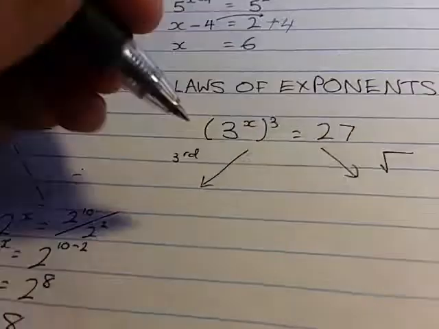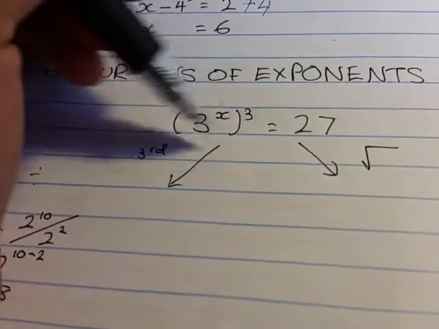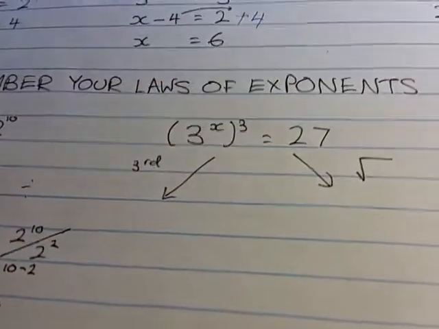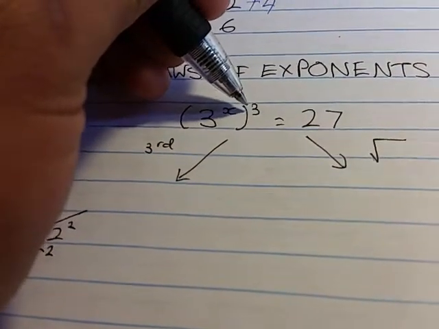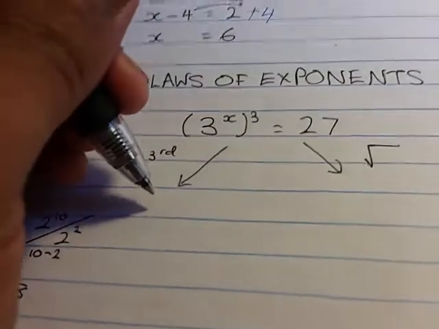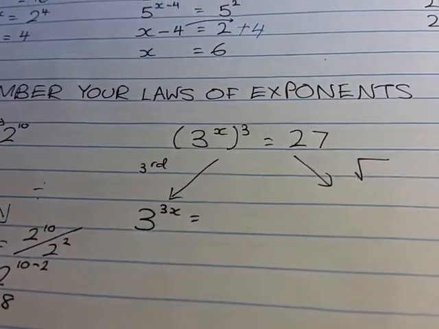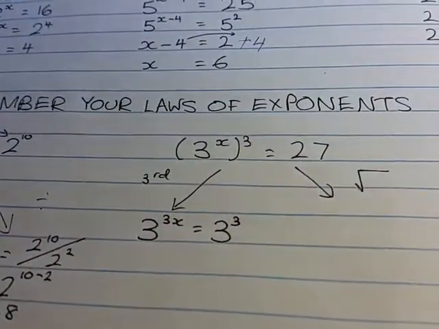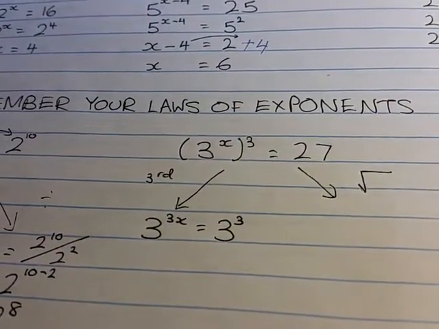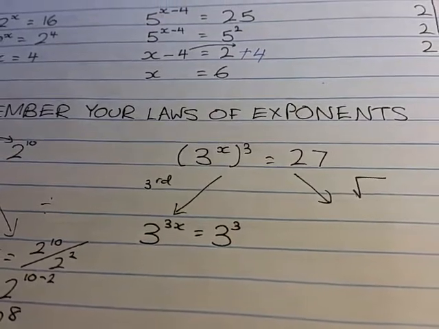What I mean by third law is you have a power being raised by an exponent, so you can employ the third law of exponents. When you have an exponent raised by another exponent, you multiply the exponents. So you can turn that into 3 to the power of 3x, which equals 27. And you should know that 27 can be rewritten as 3 to the power of 3.